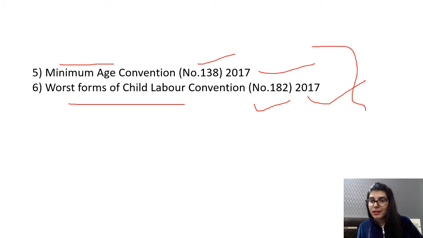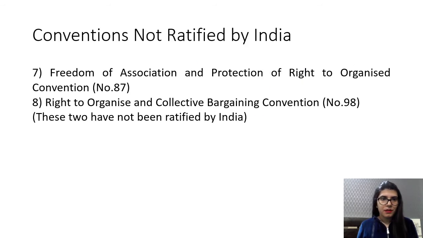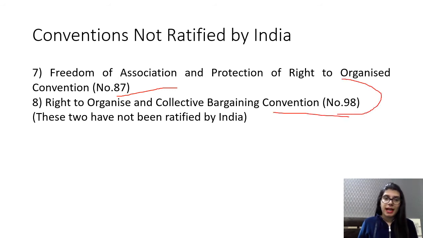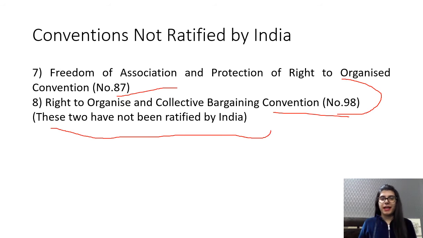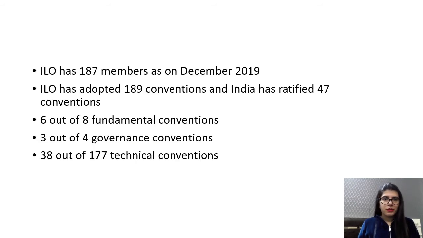Now let's come to those conventions which have not been ratified by India, and you need to remember them. Freedom of Association and Protection of the Right to Organize, Convention number 87. Then the Right to Organize and Collective Bargaining Convention, which is Convention number 98. These two have not been ratified by India. Again I repeat: the Freedom of Association and Protection of the Right to Organize Convention, and the Right to Organize and Collective Bargaining Convention number 98. These have not been ratified by India. These facts I've already covered with you, right?